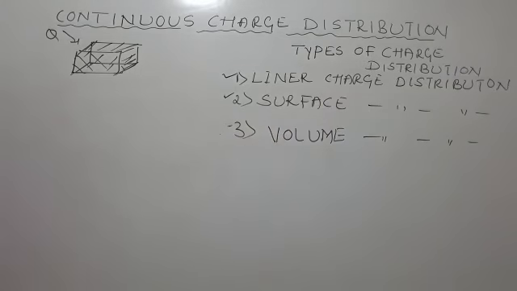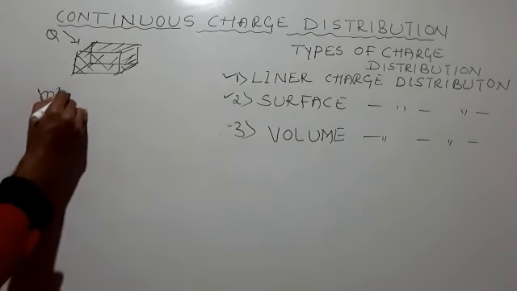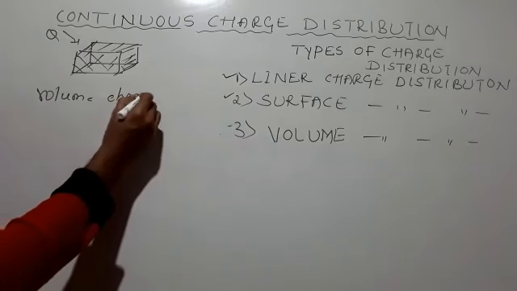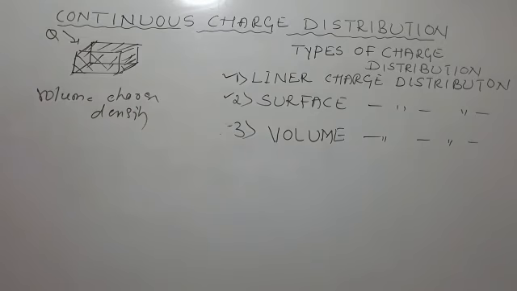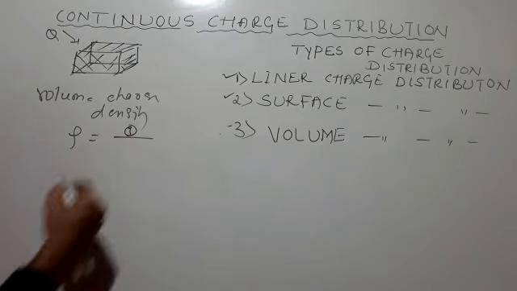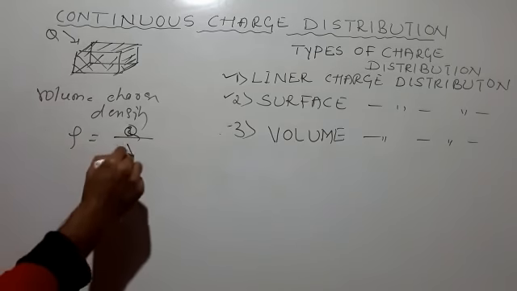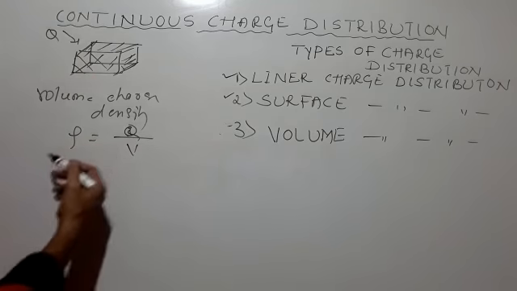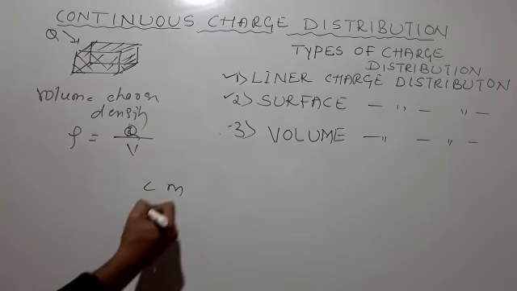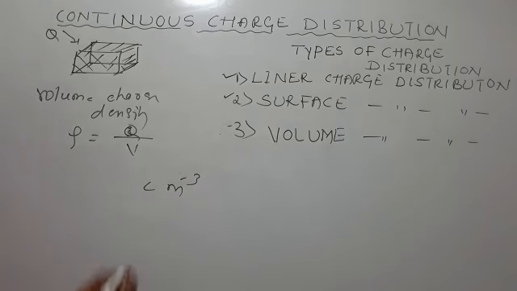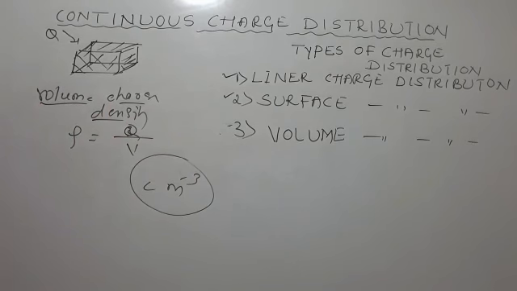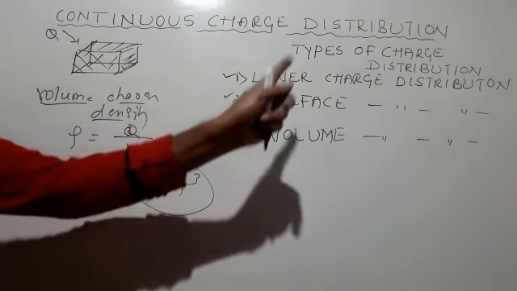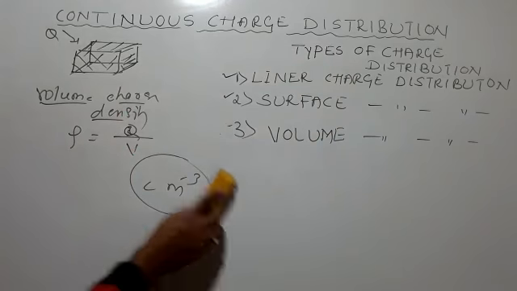With respect to volume charge distribution, we can define volume charge density, which is denoted by rho, is equal to how much charge is given, Q, divided by the volume. Of course, the unit is coulomb per meter cube. Okay, so that is the SI unit of the volume charge density. Therefore, with respect to three charge distributions, we have three types of charge density.